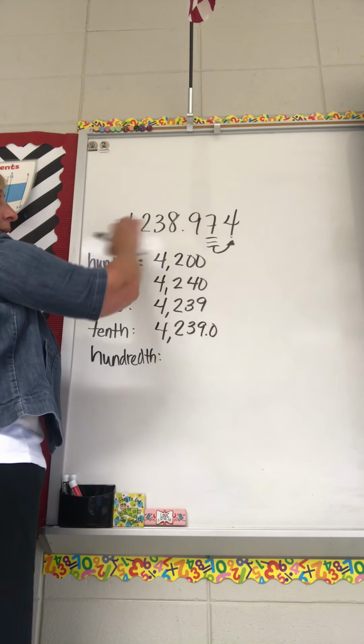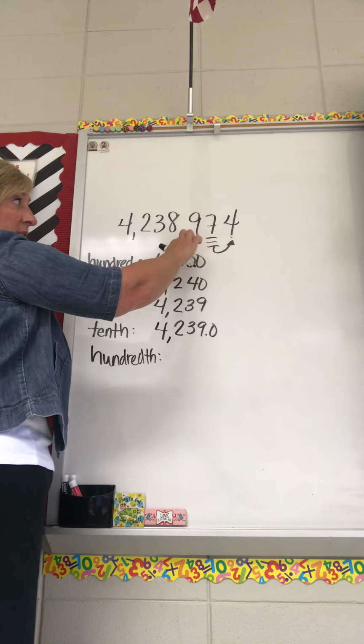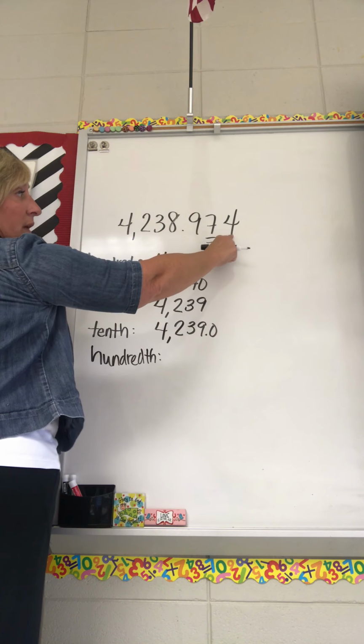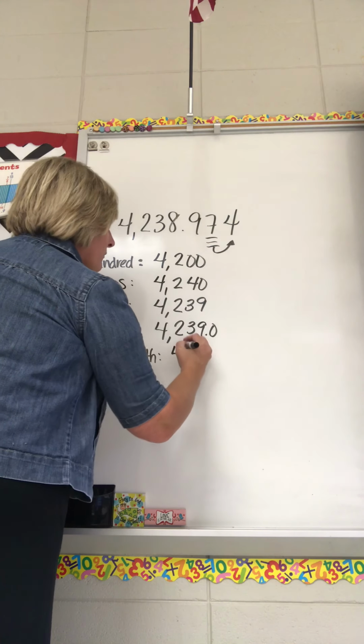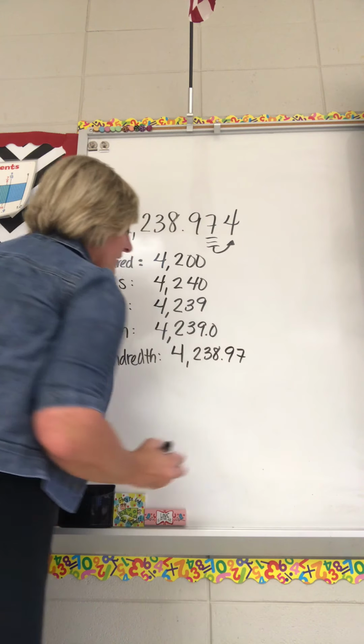So what we're going to see is, is it going to be this much money and 97 cents, or is it going to be 98 cents? On this one, since the number immediately behind it is a 4, that's going to stay the same as 7. So it would be 4,238 and 97 hundredths.